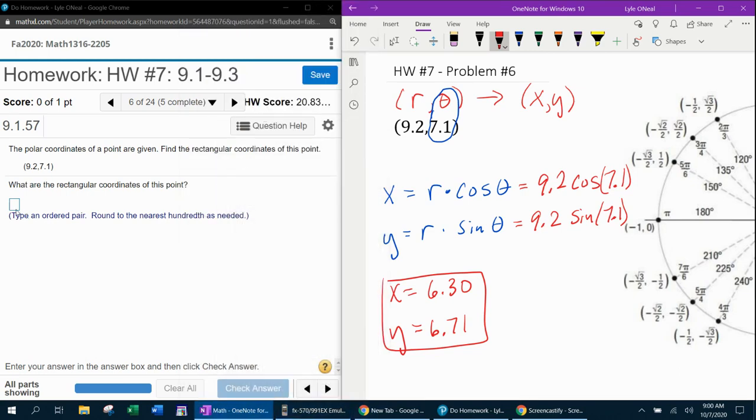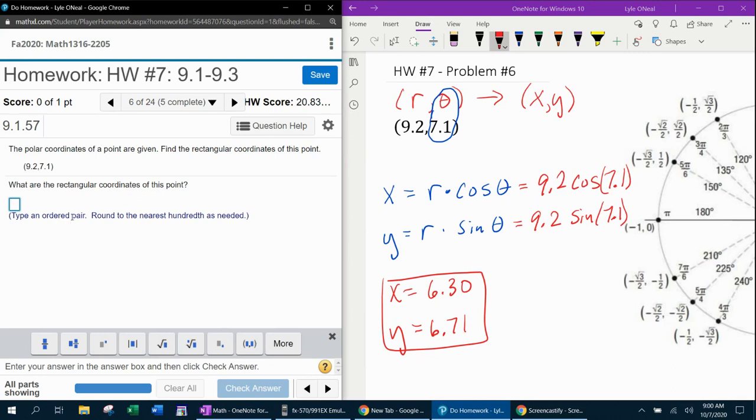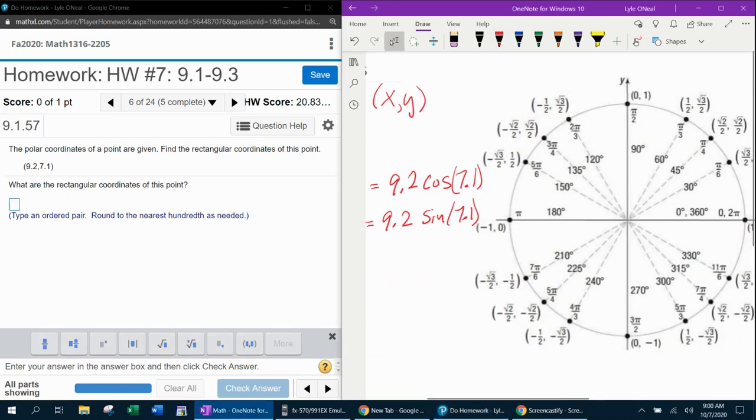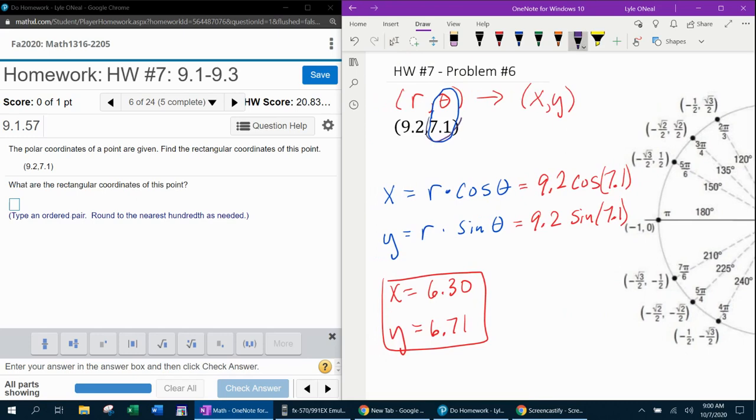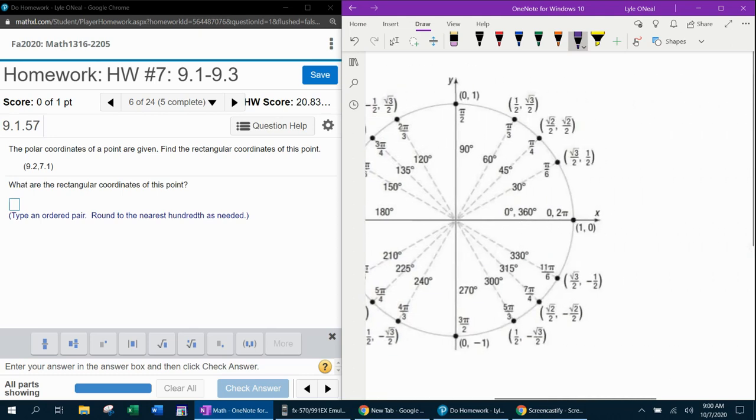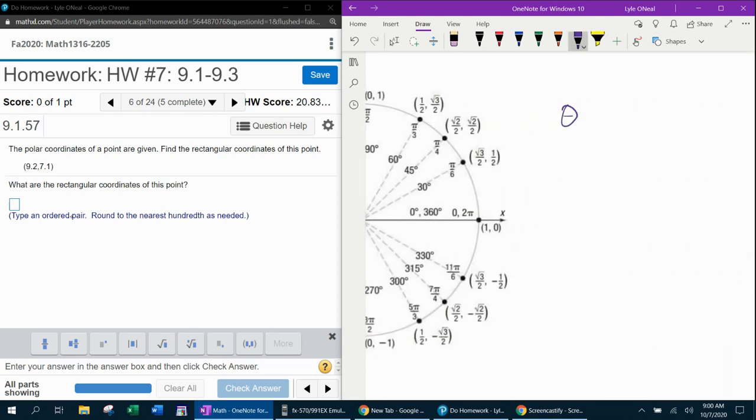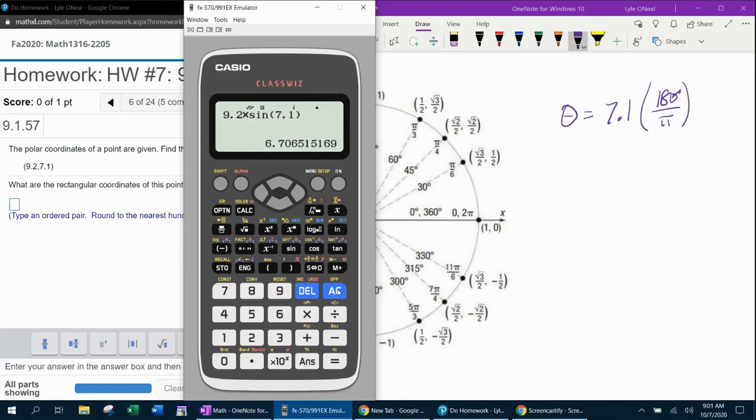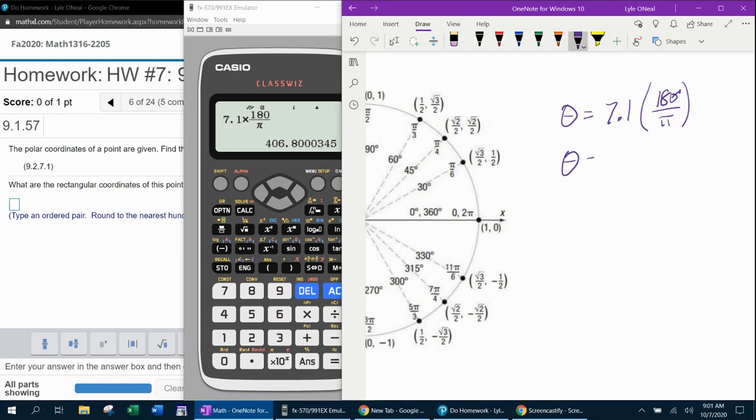Notice in MyLab Math, it says to input that as an ordered pair. And listen, before I do that, I want to show you a way that you can check and make sure that you're at least in the right ballpark. Here's how we're going to check this. I want to take my angle and convert it from radians to degrees. So remember, the way that you convert an angle from radians to degrees is you take your angle and multiply by 180 over pi. That's going to give me the angle in degrees: 7.1 times 180 over pi, 406.8 degrees, approximately.